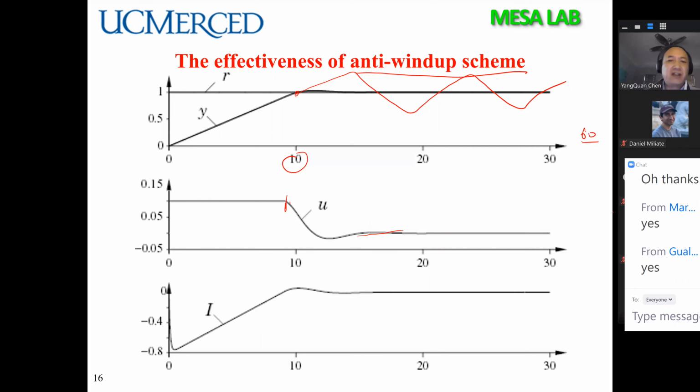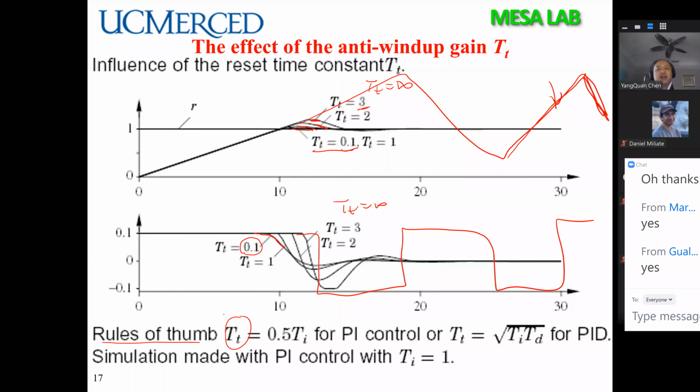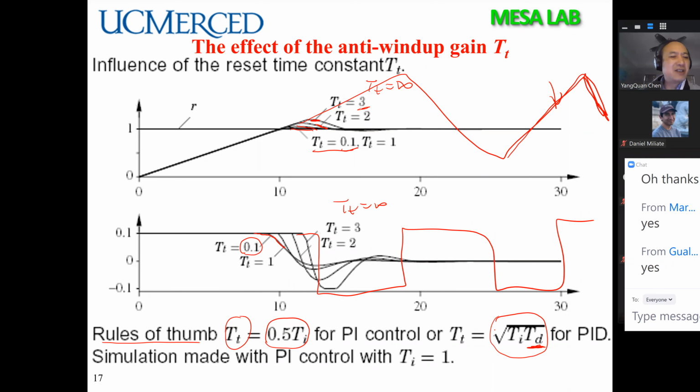But there's a rule of thumb about how to choose this. Usually choose half of the integrator time constant, okay? And sometimes, when you have derivative, then what you do is take the square root of this one. What's this? This is actually called the geometric average, right? Geometric average.